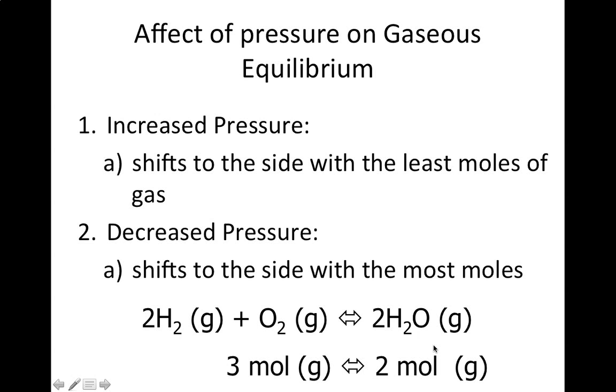So if I'm increasing the pressure, that's the stress that I'm doing. What the system does to get back to normal is it shifts to the side with the least moles, which on this side happens to be the product, so it would shift to the left. If I was decreasing the pressure, it would shift to the side with the 3 moles, so the reactant side.